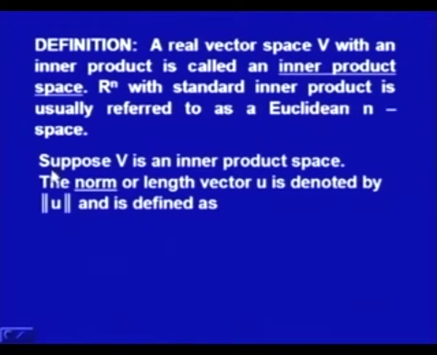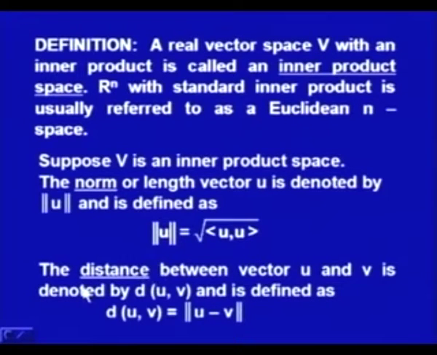Now, a few more definitions. Suppose V is an inner product space. Then the norm or length of a vector u is denoted by this symbol and is defined as the square root of the inner product of u with u. This is one definition. The other definition is for the distance between two vectors u and v, denoted by d(u, v), and defined as the norm of u minus v.